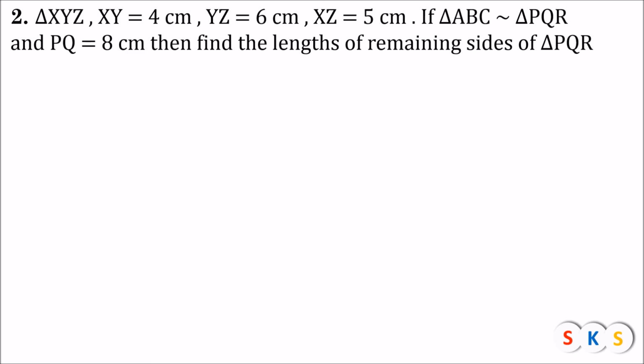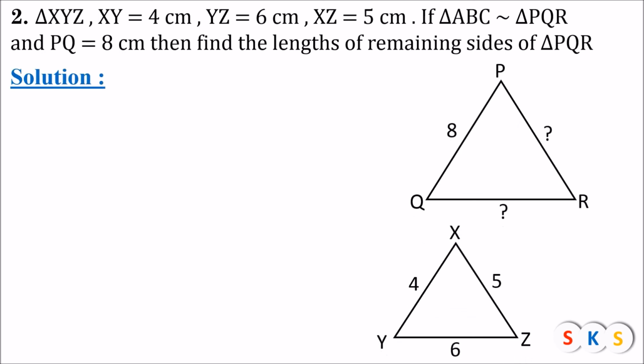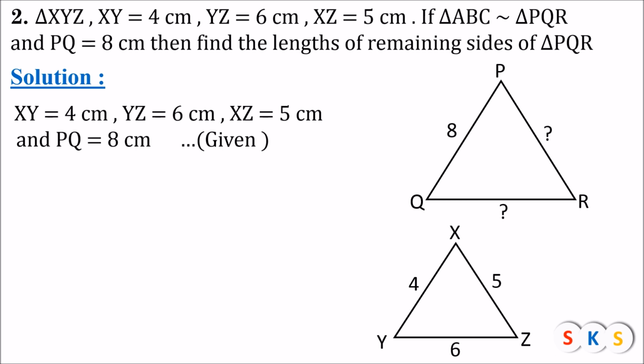Here we have two triangles and you can see all the information is mentioned in the figure itself. So what is the first step here? XY equals 4 cm, right? YZ equals 6 cm, XZ equals 5 cm, and PQ equals 8 cm. How did we come to know? It's given, right? You can see in the figure, I have noted all the information. These two triangles are similar, right? Triangle XYZ is similar to triangle PQR. How did we come to know? It's given. And we know that if two triangles are similar to each other, then the ratio of corresponding sides of those two triangles will be equal.